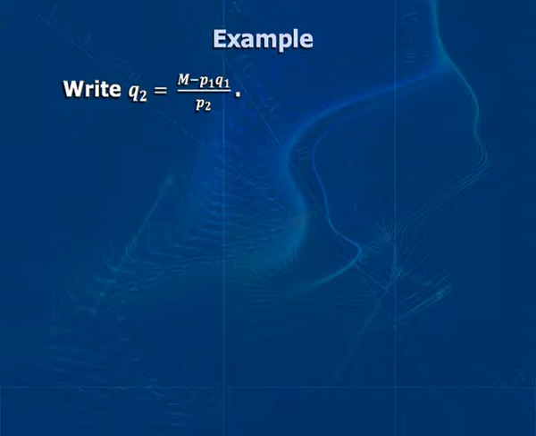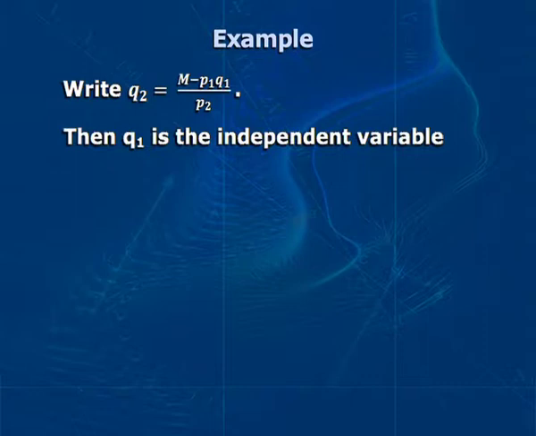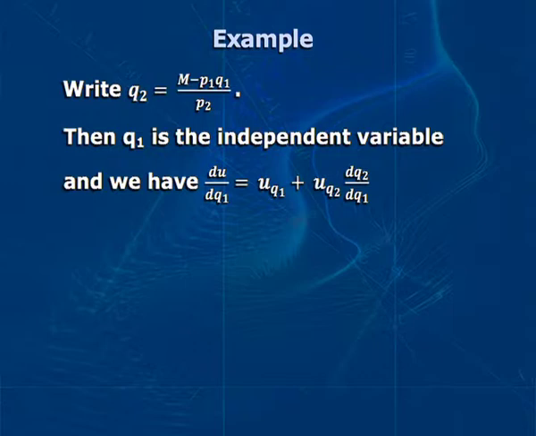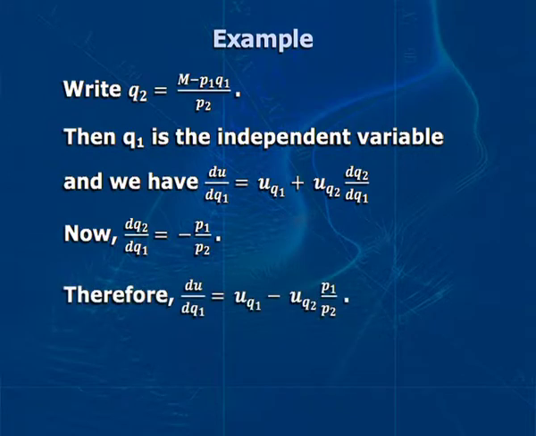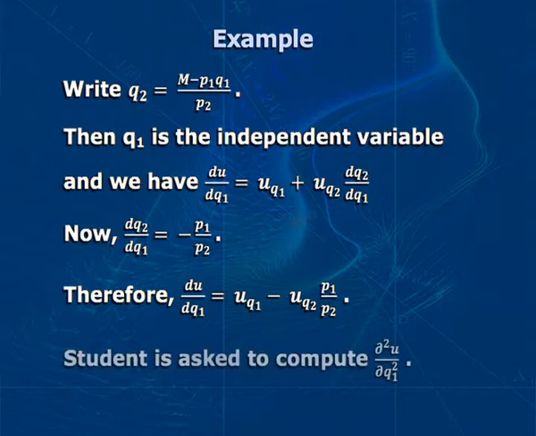Write Q2 equal to m minus P1 Q1 over P2. Then Q1 is the independent variable and we have du over dQ1 is equal to uQ1 plus uQ2 dQ2 over dQ1. Now dQ2 over dQ1 is equal to minus P1 over P2. Therefore, du over dQ1 is equal to uQ1 minus uQ2 into P1 upon P2. The student is asked to compute del square u upon del Q1 square.